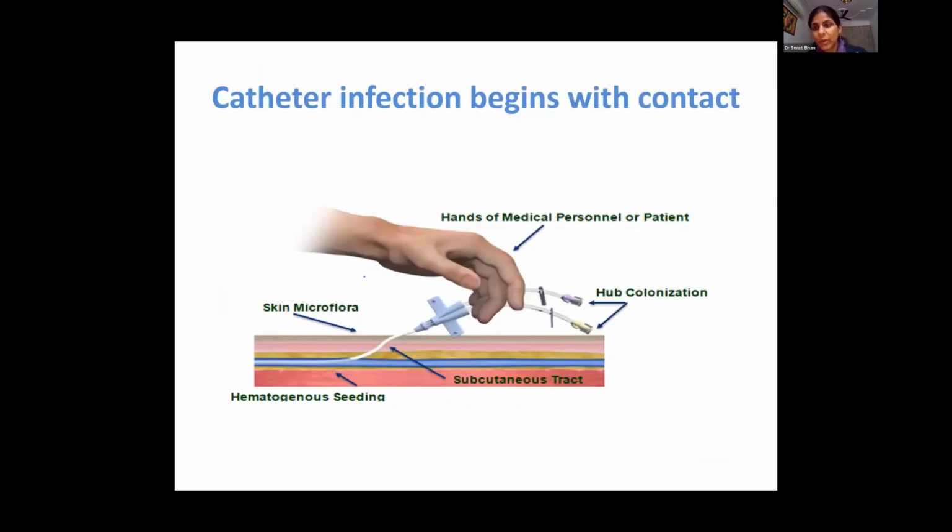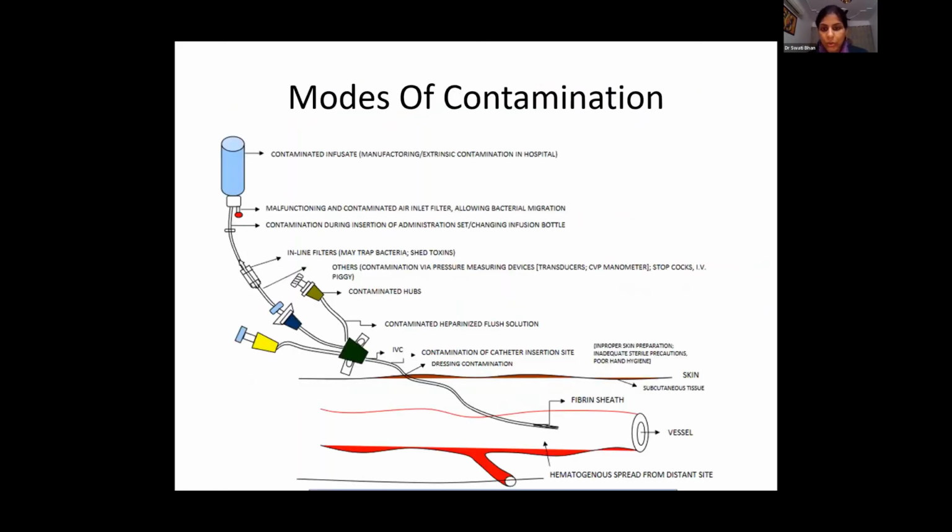Now, catheter infection begins with contact, so maintaining strict asepsis is very essential during putting of a central line. There are modes of contamination through the whole length. Right from a contaminated infusate, then the lines if they are not proper, and not maintaining the catheter properly, all can lead to a source of infection.